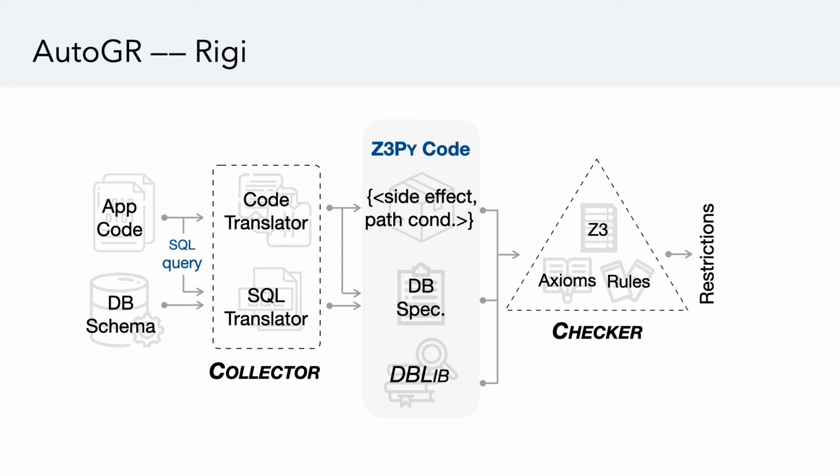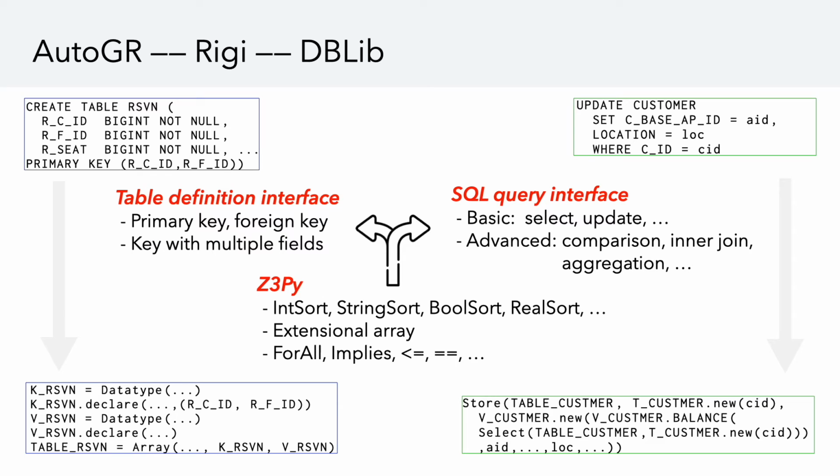The database abstraction in Z3 covers the table schema definition and a substantial range of SQL features, from simple queries such as select and update to advanced SQL features, ranging from comparison operators to aggregation. The left two figures show the translation of a table definition in SQL into an extension array in Z3Py, which consists of pairs of key and value, where the key represents the unique index of the corresponding table that may include one or more attributes, and the value covers the remaining attributes.